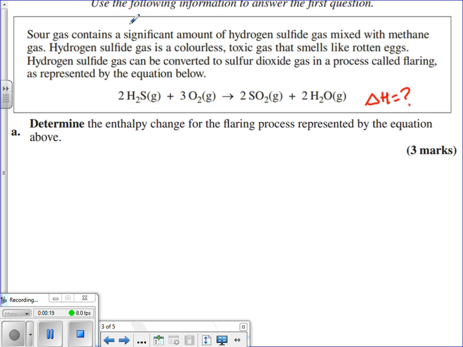As long as it is not a formation or decomposition reaction, we can't just look it up in the data book. If this was a formation reaction, we could look it up on page 4 or 5 and figure out the enthalpy for that. But in this case, it's a combustion reaction, combustion of hydrogen sulfide. So I cannot simply look up the value. I have to solve for it.